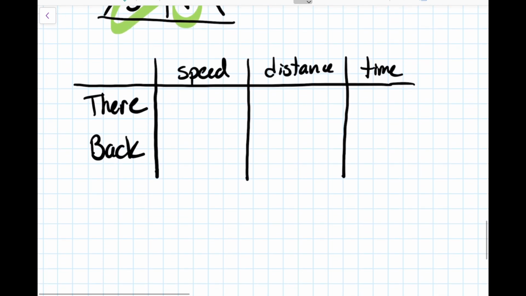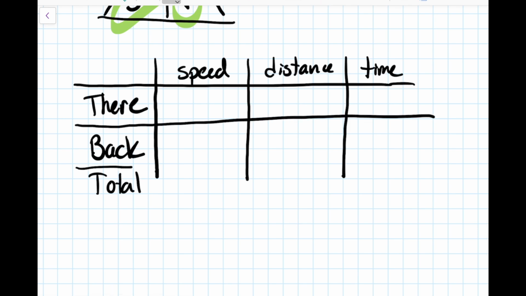So we do need to have a third row here for total, but that's not always going to be the case. So don't just automatically add total in here. Make sure a total is actually relevant to your question.